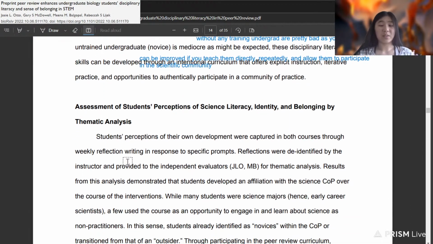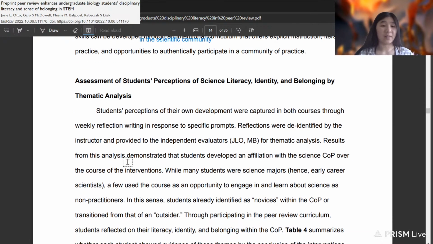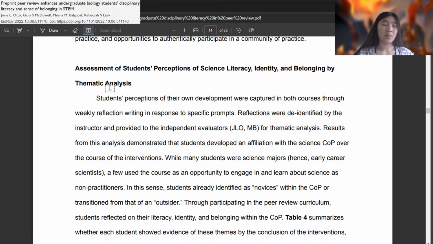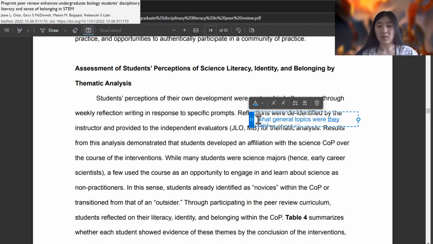Assessment of students' perceptions of science literacy, identity, and belonging by thematic analysis. So students' perceptions of their own development were captured in both courses through weekly reflection writing in response to specific prompts. Reflections were de-identified by the instructor and then provided to the independent evaluators for thematic analysis. So thematic analysis, basically they were just identifying what general topics they were talking about.